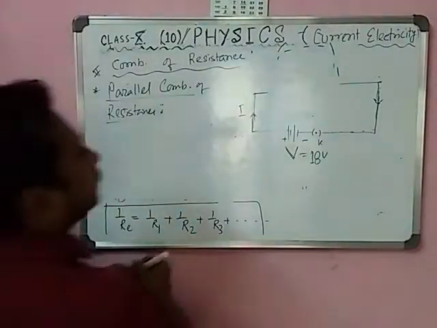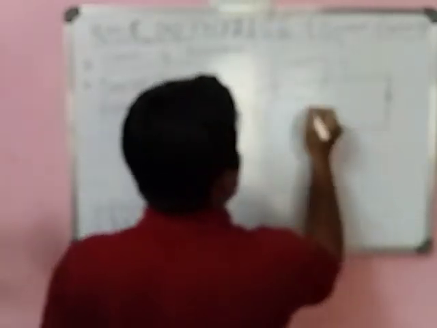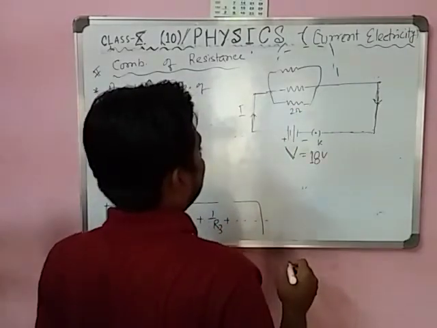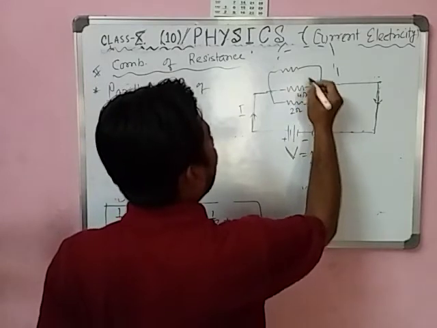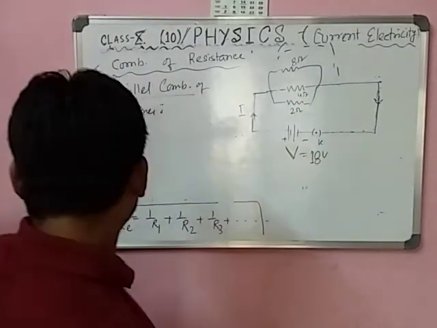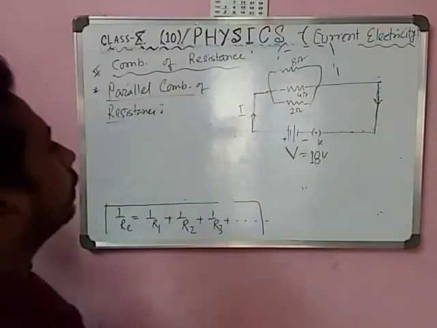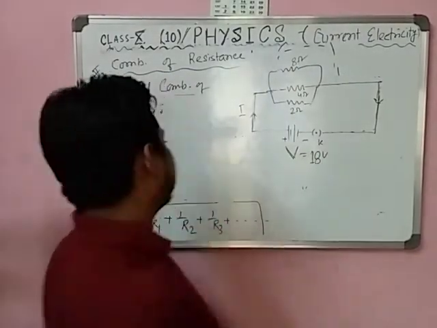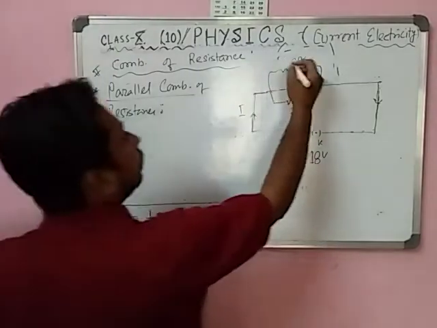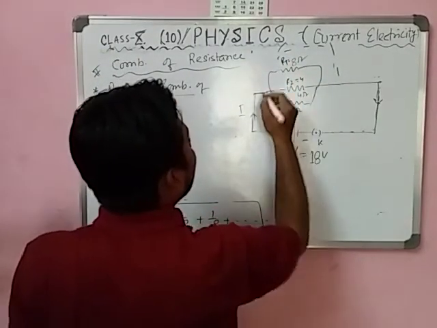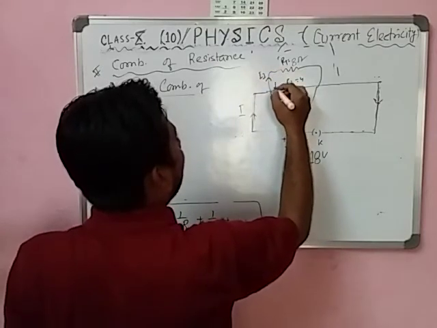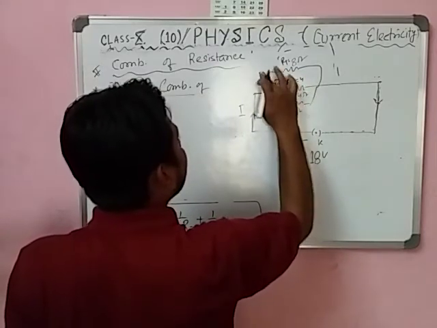Suppose there are three resistors. Number one here, this is 2, 4 and 8. So we can write this is R1, this is R2 equal to 4, and this is R3. The current is divided into I3, I2 and I1.